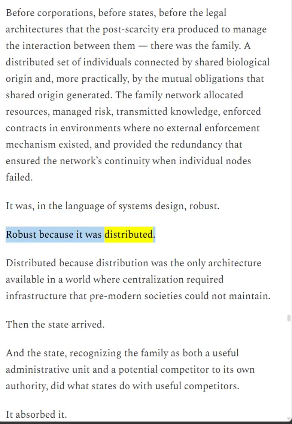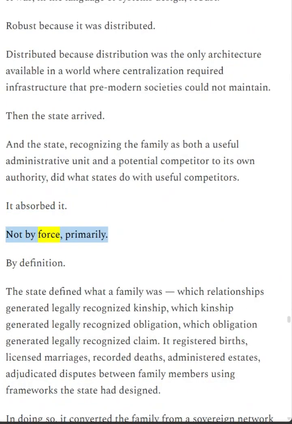Robust because it was distributed. Distributed because distribution was the only architecture available, in a world where centralization required infrastructure that pre-modern societies could not maintain. Then the state arrived. And the state, recognizing the family as both a useful administrative unit and a potential competitor to its own authority, did what states do with useful competitors. It absorbed it, not by force primarily, by definition.